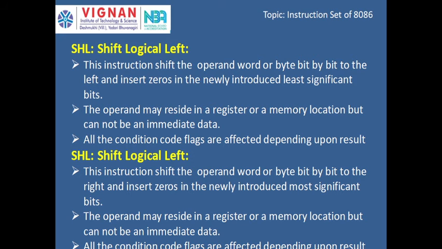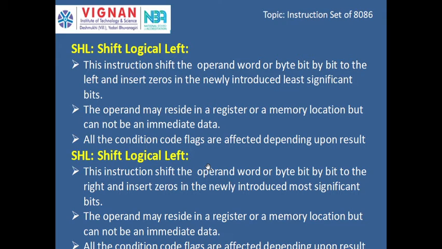And all the condition code flags are affected depending upon the result. So the next one is shift right. Sorry, by mistake I have written SHL. This is SHR, shift right. This instruction is almost opposite to the previous SHL. This instruction shifts the operand word or byte bit by bit to the right and inserts 0 in the newly introduced MSB. The remaining all are the same. So I will discuss with an example.